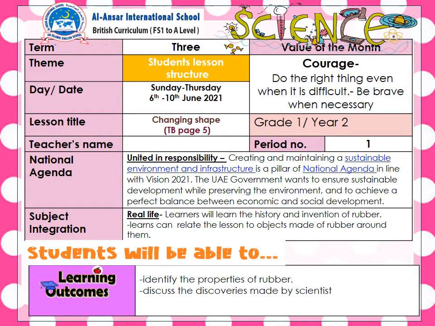In today's lesson, we're going to talk about more things that change their shape. For this lesson, you can refer to your science textbook, page number 5. Let's move on. In this lesson, you are going to identify the properties of rubber and discuss the discoveries made by scientists. Let me remind you, learners, this is the continuation of your previous topic on rubber.